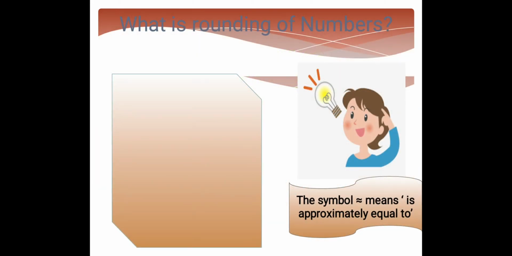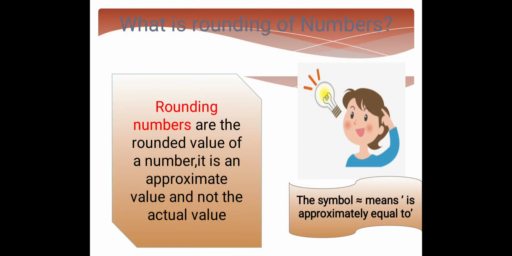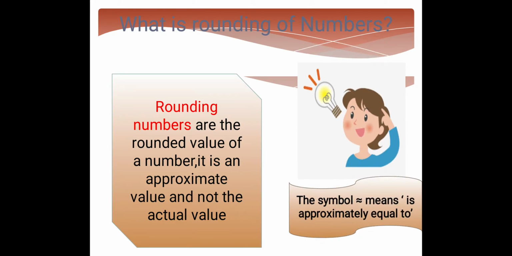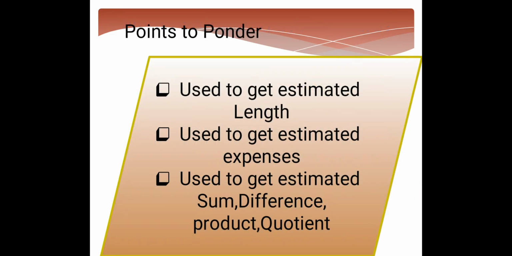What are rounding numbers? Rounding numbers are the rounded value of a number. It is an approximate value and not the actual value. The symbol is this and its meaning is approximately equal to. So what are the things that we have to remember? It is used to get estimated length, estimated expenses, and estimated sum, difference, product and quotient.